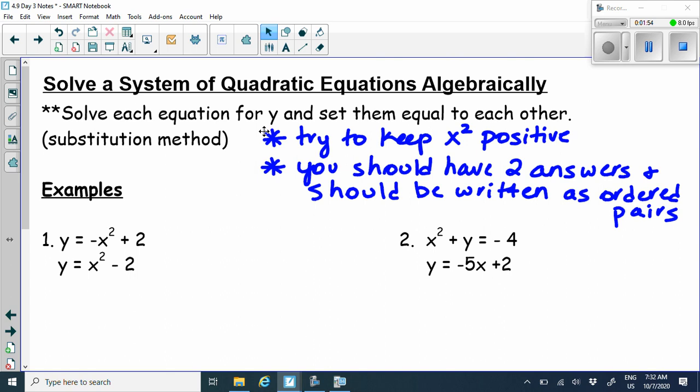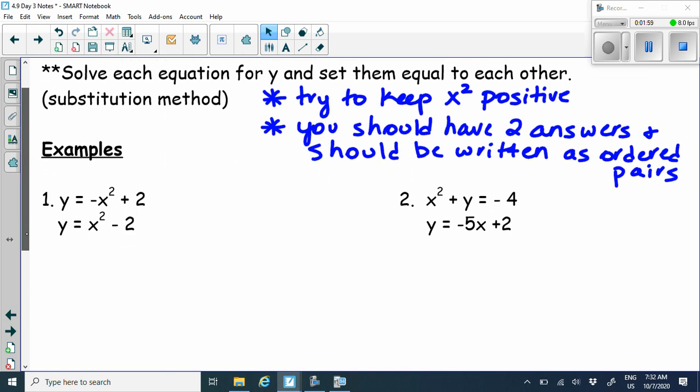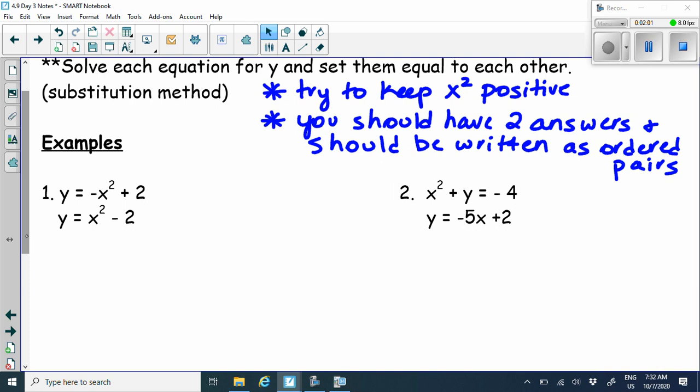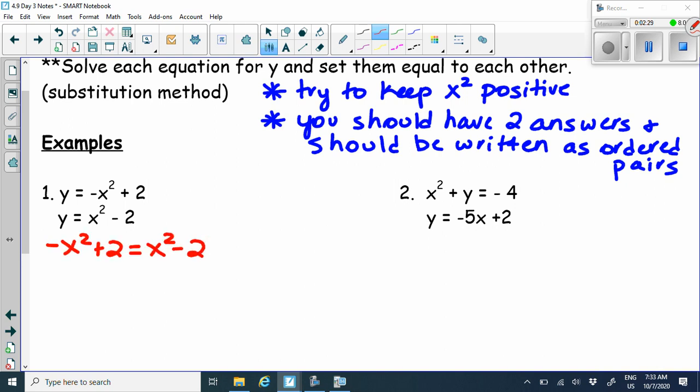Okay, so now let's use that information to do example 1. We have y equals negative x squared plus 2 and y equals x squared minus 2. The first thing we need to do is make sure that both equations are set equal to y. If we look at this example, we have y equals and y equals, which means we have already done the first step, okay? So now we can set both of these equations equal to each other. So I have negative x squared plus 2 equals x squared minus 2.